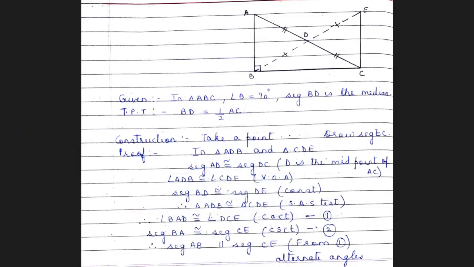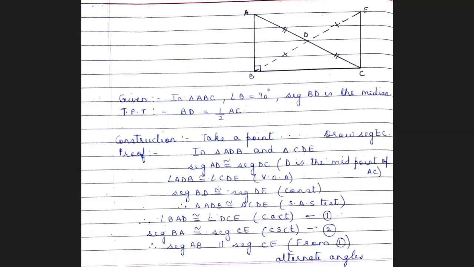Proof: take triangle ADB and triangle CDE. Now segment AD is congruent to segment DC because D is the midpoint of AC. Angle ADB is congruent to angle CDE because they are vertically opposite angles. Segment BD is congruent to segment DE by construction. Therefore, triangle ADB and triangle CDE are congruent by SAS test. Okay, so we proved triangle ADB and triangle CDE congruent by SAS test.